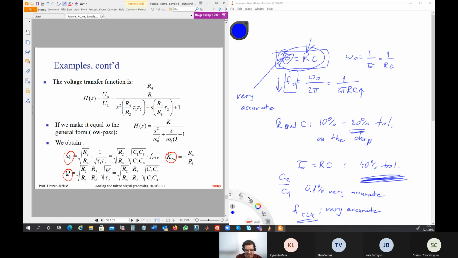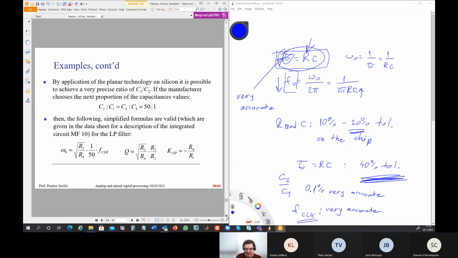And what you see here is that tau 1 and tau 2 are deleted. So Q is not dependent on the frequency of the clock. Only omega 0 is dependent on the frequency of the clock. Q and K are dependent on the component values. The manufacturer of this chip made the ratio of C2 and C1, and C4 and C3, 50:1. So in his data sheets, he gives some simpler equations. When you buy the chip and data sheets, this is the place where you start. You don't know how he got these equations, but we have now just derived them.